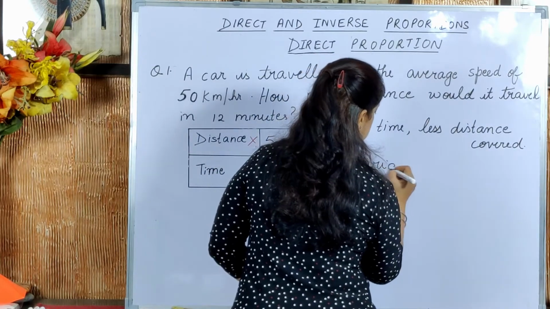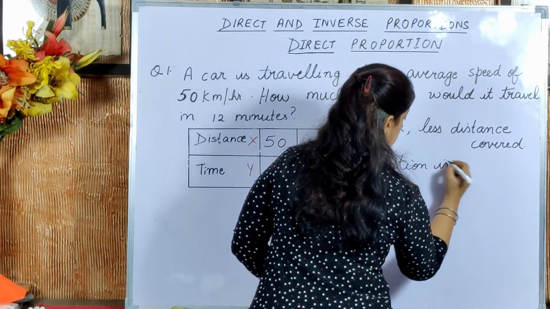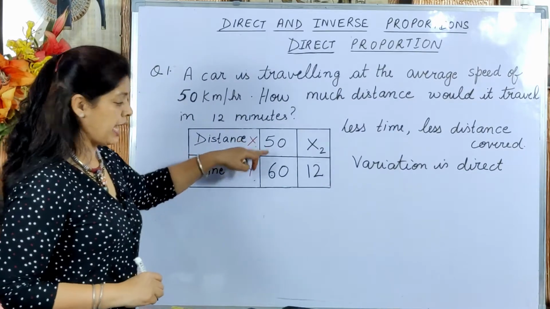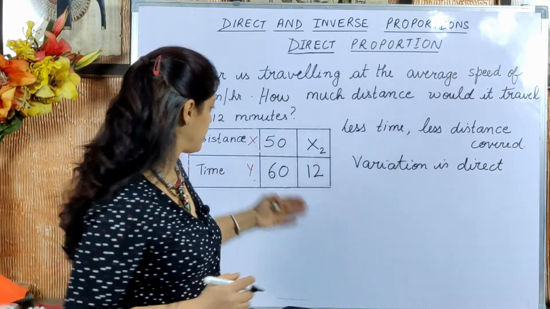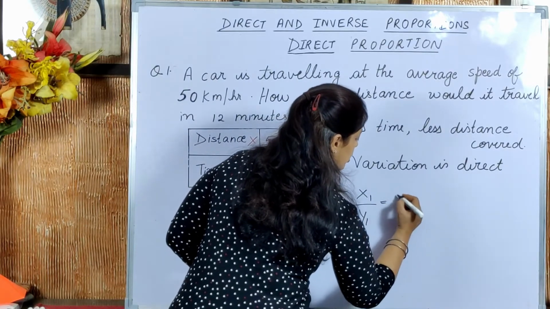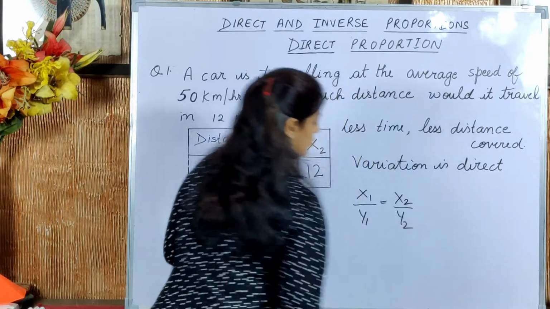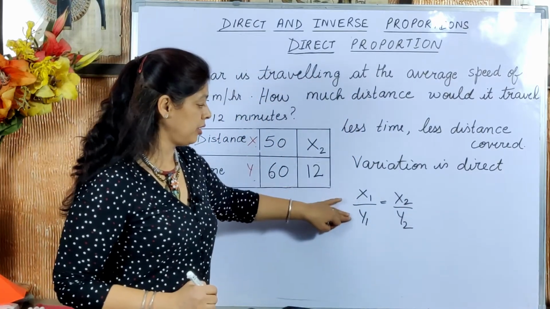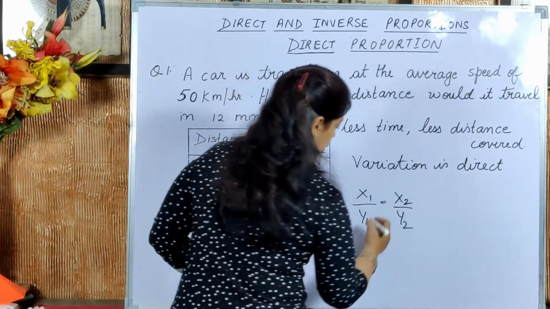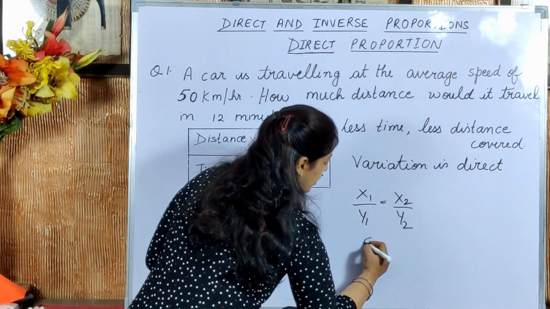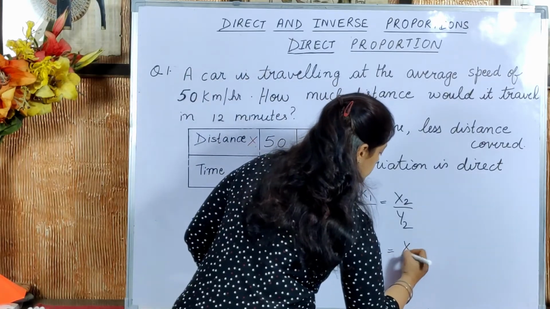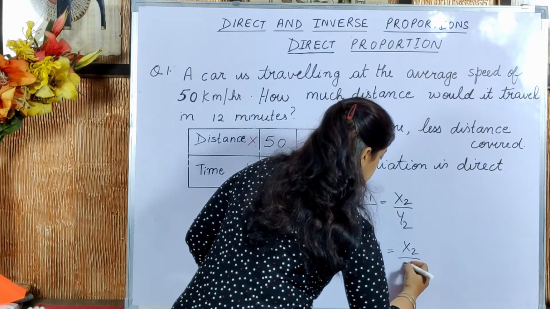Variation is direct. Now when variation is direct, we know that the ratio of x to y always remains the same for the two quantities. So we can say that x1 to y1 is equal to x2 to y2. In direct variation, we have equivalent ratios. Now we substitute the values over here. x1 is 50, y1 is 60, which is equal to x2, which is not known to us, and y2 is 12.